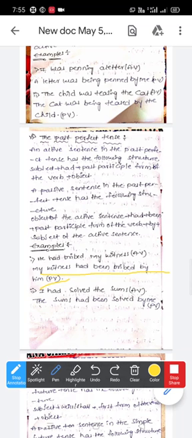Witness is the object of the active sentence. Had plus been plus past participle form of the verb. Bribed is the past participle form of the verb. Then adding by plus subject of the active sentence, which is him. This is the passive voice structure to follow when changing into passive voice.